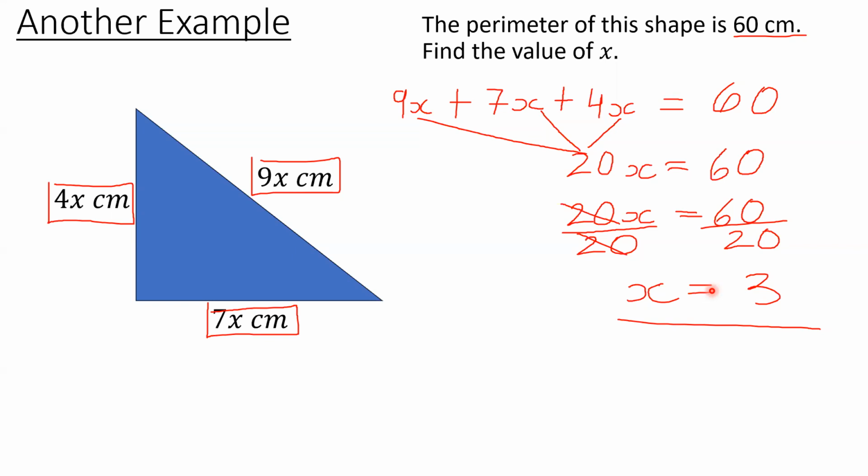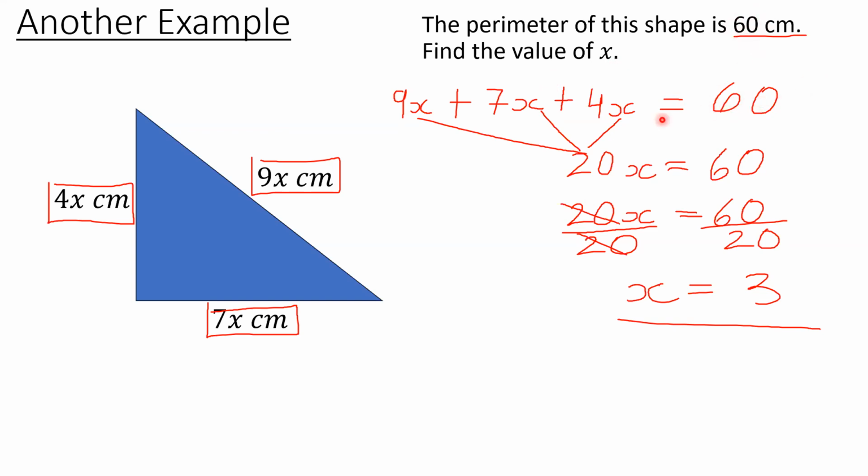Mr. Petit, can you explain this process again, please? Okay, sure, no problem. So what I did, I do 9x plus 7x plus 4x. You see that, Jeremy? Yes, sir. And I set it equal to 60. Why 60? Because it said the perimeter of the shape is 60. So 9x plus 7x plus 4x equals 60. And so that's how I get 60.